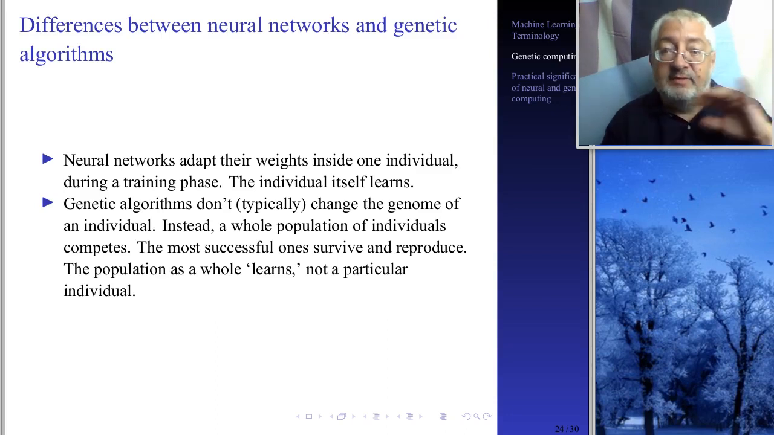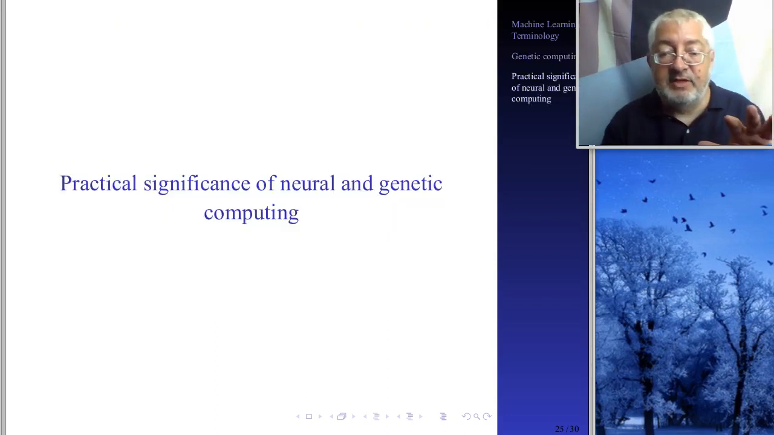Okay, so that's it. Stop here for the genetic algorithms. And last thing, next time we will talk about the practical significance of neural and genetic computing. We already talked a little about it. This is just a summary. Why do we need these things in engineering practice?